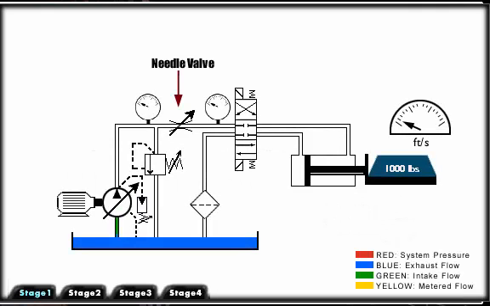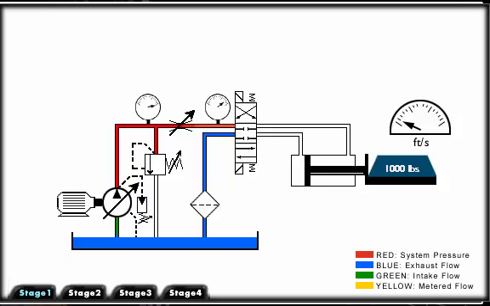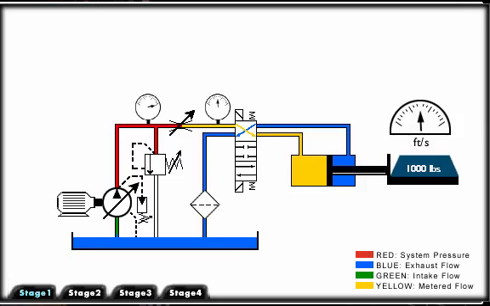Needle valves may be designated as non-compensated flow control or throttling valves. They are good metering devices as long as the pressure differential across the valve remains constant. We will show you how the speed of the cylinder is affected by the different loads when we use a non-compensated flow control. First, we place a 1,000-pound load. Watch the speed indicator to see how the cylinder responds.